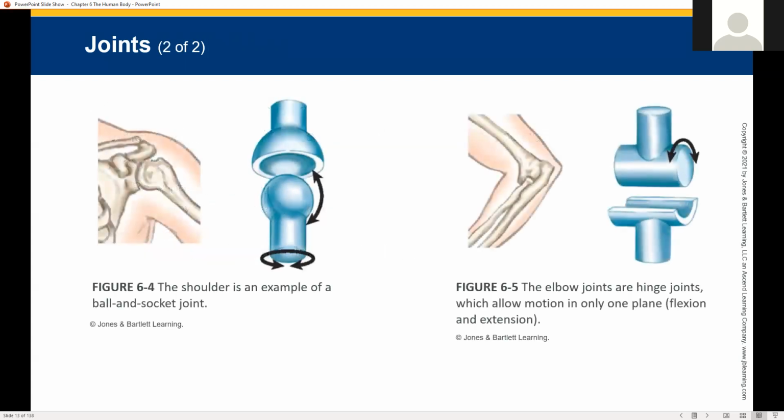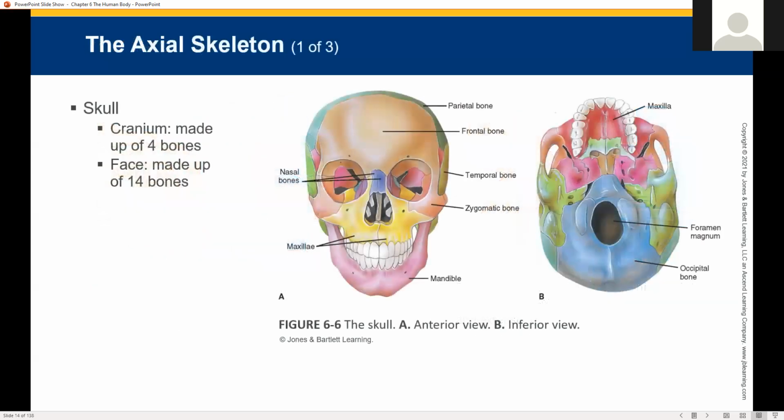So here's some good pictures of both of those. So again, the shoulder and the hips are basically the ball and socket, and then again the elbow and the knees are the hinge joints. All right, you'll see the cranium here.